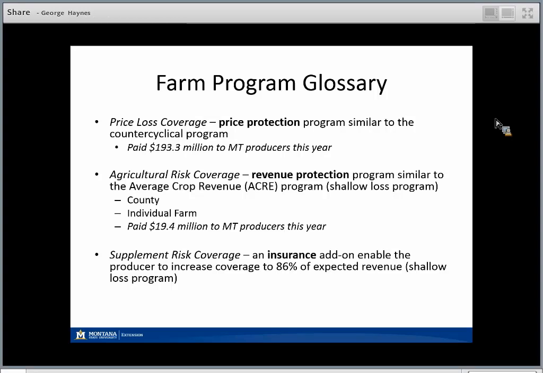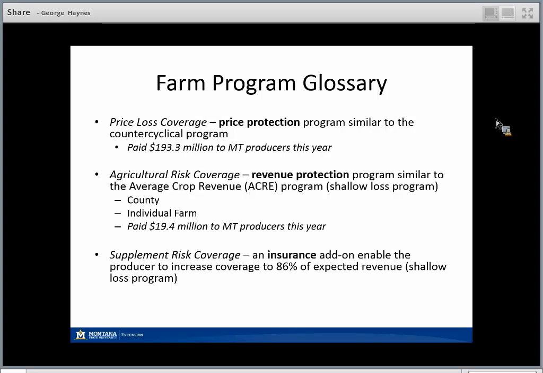Last year, again, with these payments that were just made in the past few days, almost $20 million went to Montana producers under the ARC, or Agricultural Risk Coverage Program, which is a substantially different number than the PLC program, which turned out to bring in the most additional revenue to Montana producers, because it was over tenfold higher than agricultural risk coverage payments.